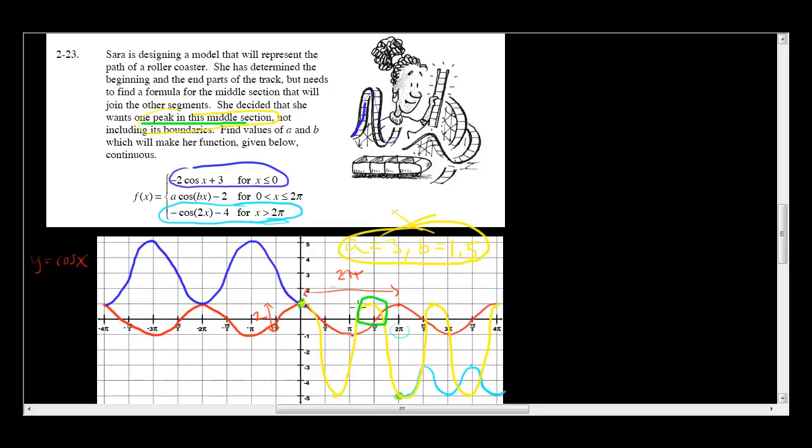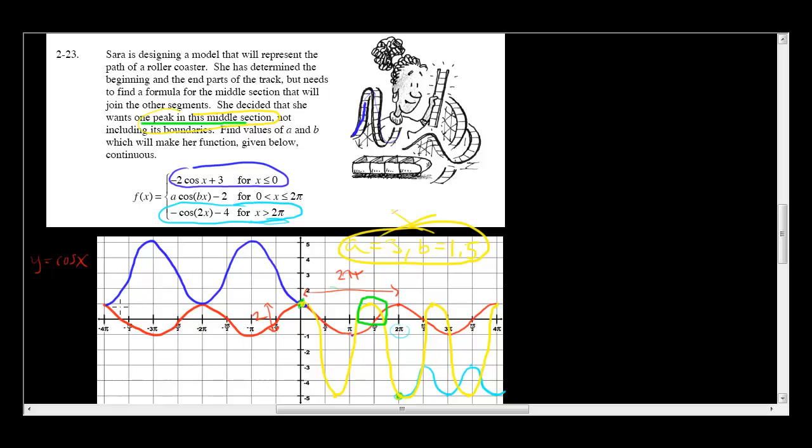So it decreases, it peaks, and it decreases and hits our point where we need it to end. So that's where A is, of course, 3, because we need it to stretch vertically and cover 6 units. And B then is going to be, if you look, between 0 and 2 pi, we're fitting in 1.5 of our cycles.